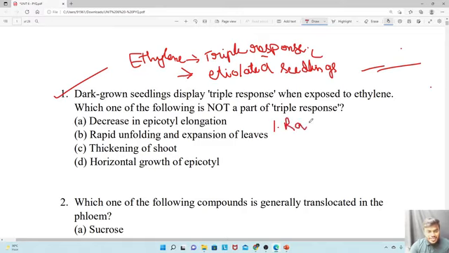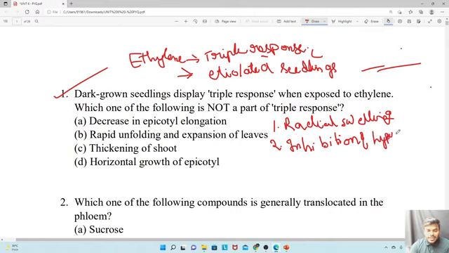So what are the basic 3 processes? One we can call radial swelling. Another one we basically call inhibition of the hypocotyl elongation. Then the third function it will perform is horizontal growth of the epicotyl. What, friends? Horizontal growth of the epicotyl.